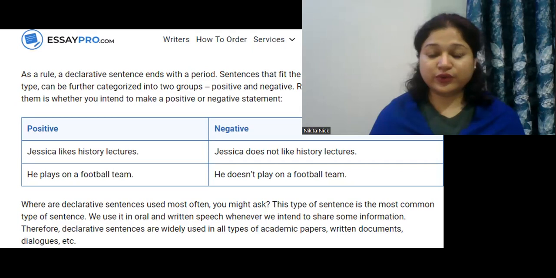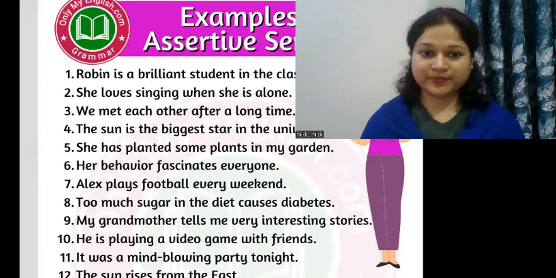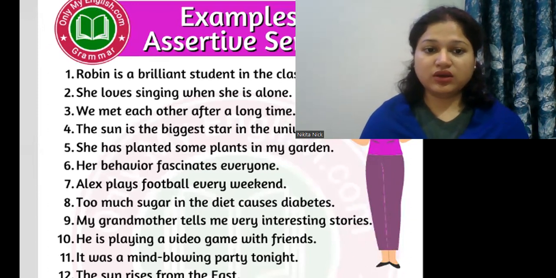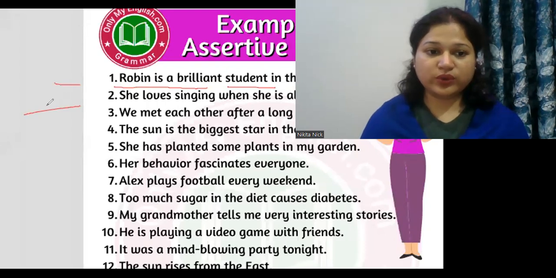Let's come to few examples of positive as well as negative sentence. Let's see few examples. I'm using onmyenglish.com. You can use any website to learn English. If you want to do practice, then you can refer to any website. So few examples. Number 1, Robin is a brilliant student in the classroom. Number 2, she loves singing when she's alone. So what she loves? She loves singing when she's alone.